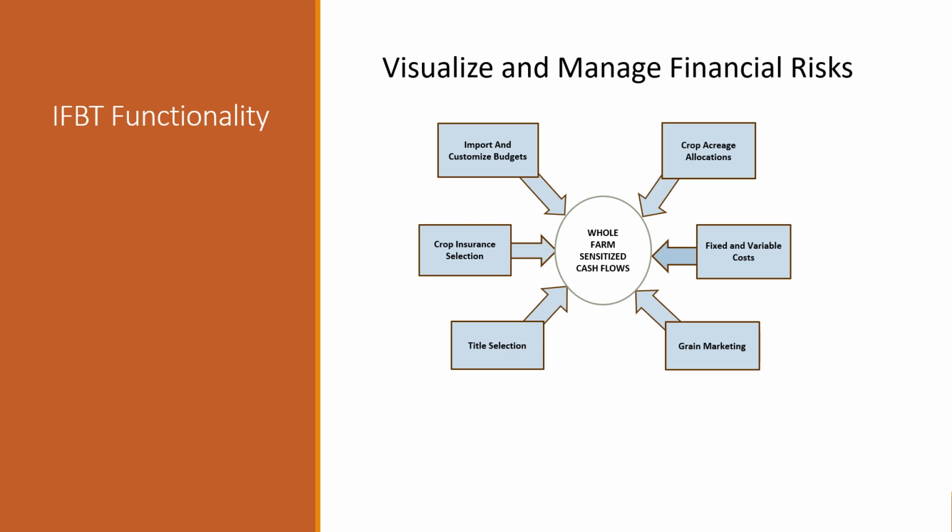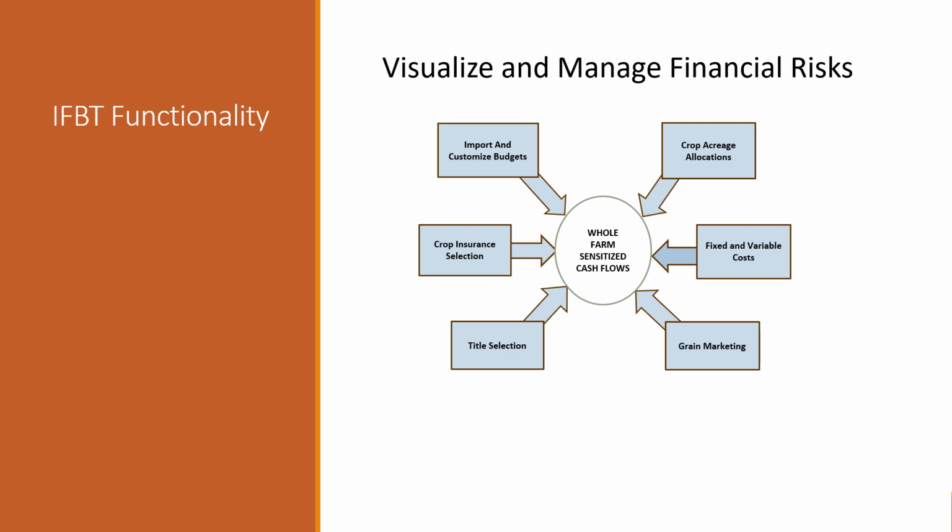And then critically, the last element that we discuss here is crop insurance selection. Crop insurance is just a tremendously powerful form of managing risk. It's highly subsidized by the U.S. government and is a really important feature of farm management.